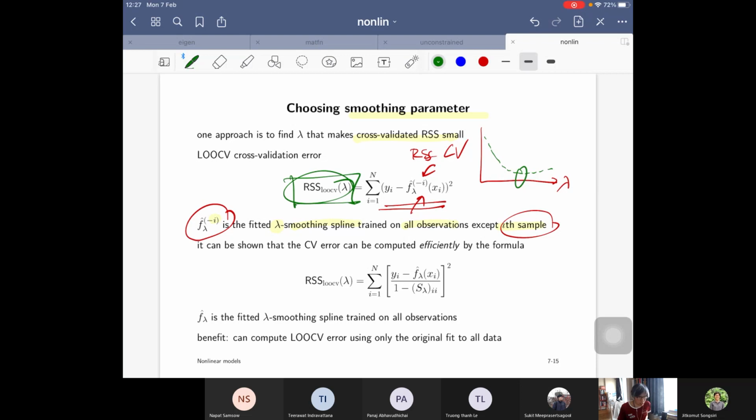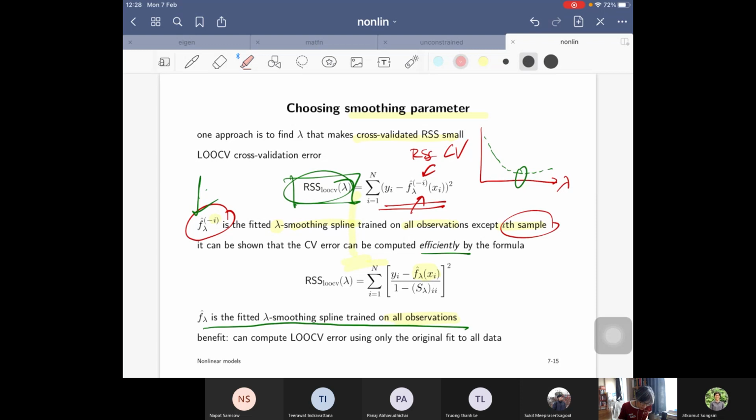So this formula that we see here, of course, seems to say we have to fit the model N times. But this cross-validated error can be computed efficiently by this formula. They are equal. But the one thing I want you to note is that in order to evaluate this formula, here is f hat xi. This is the fitted value of the smoothing spline using all observations, all the samples.